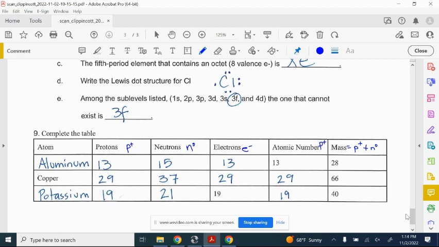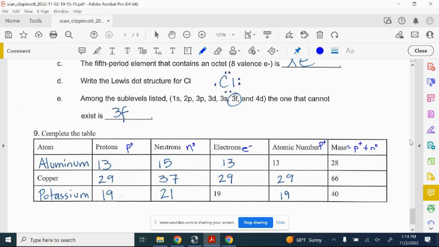Any questions on this chart? Anything that's on there that you don't understand where I got it from? Anybody need to talk over anything on there? Wait, electrons, are they always going to be the same as protons? If we're dealing with an atom, yes.